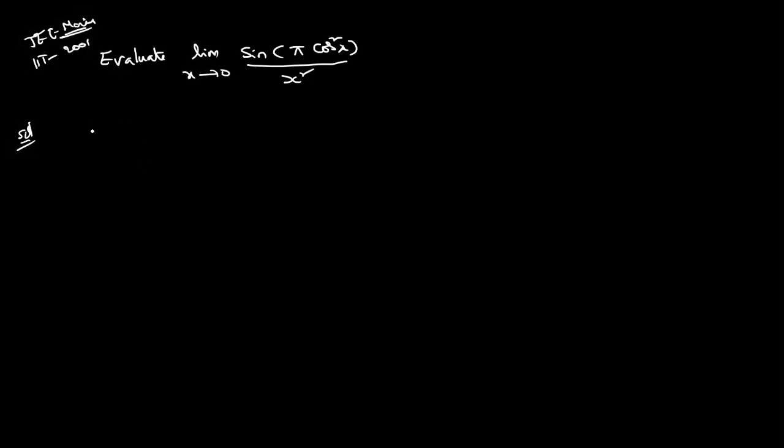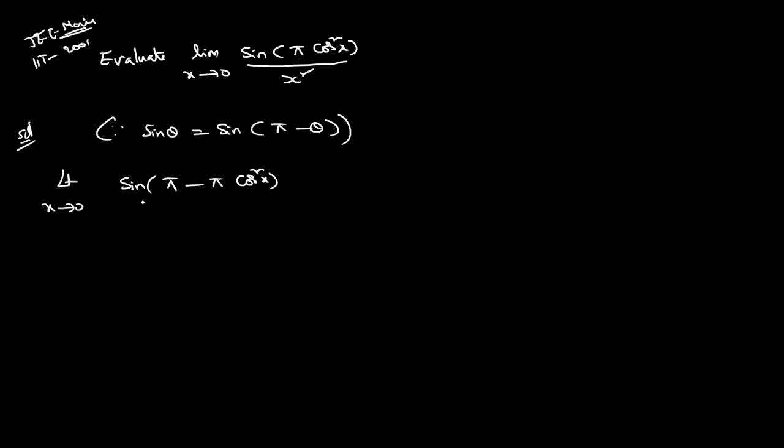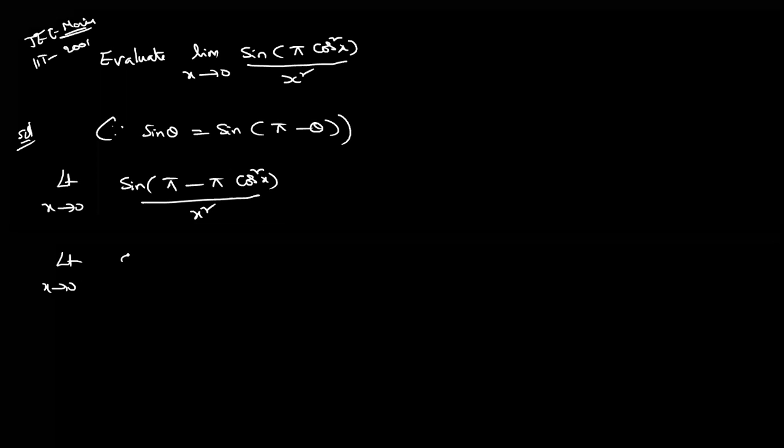Now, dear students, see, sine theta is equal to sine of pi minus theta. You can write like that. So here also, limit x tends to 0, sine, how to write, see? Pi minus pi cos square x. Any objection? Theta means pi cos square x. Let's see. So limit x tends to 0, sine, take pi as a common factor.